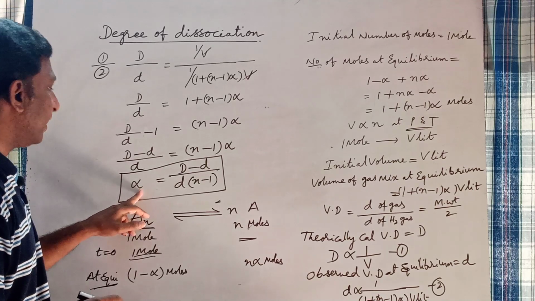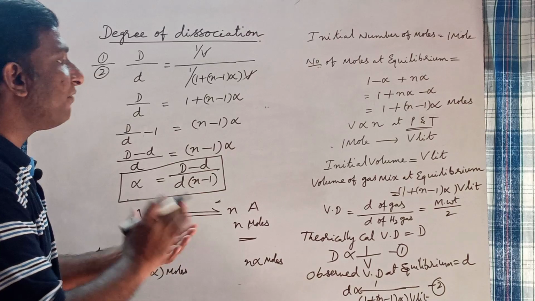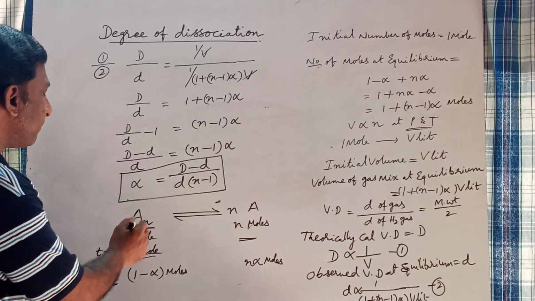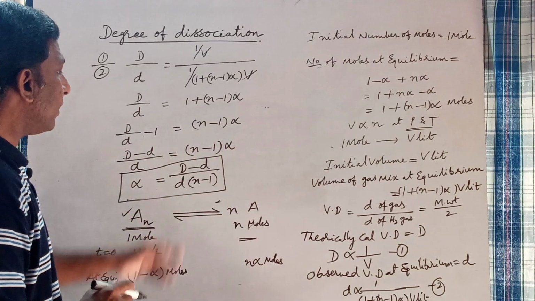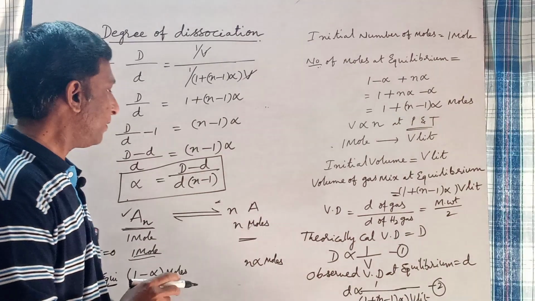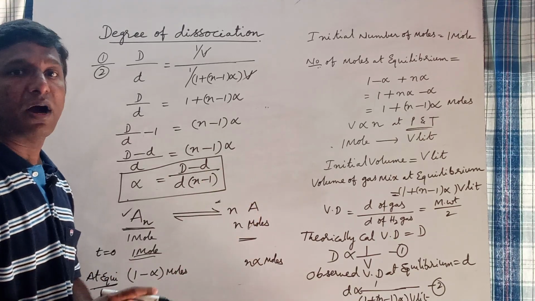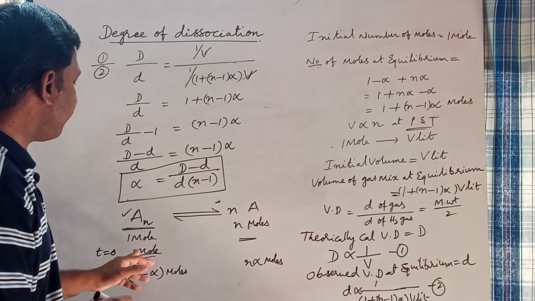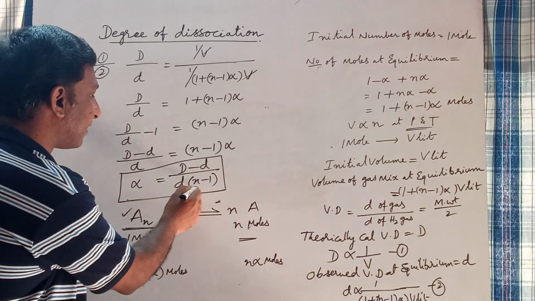Here alpha is the degree of dissociation or extent of dissociation. Capital D is the initial vapor density, theoretically calculated from the molecular weight of the AN molecule. Small d is the observed vapor density at equilibrium state. And n is the number of moles of product formed on dissociation of 1 mole of reactant. So here 1 mole of reactant gives n moles of product. That is why we have taken n.